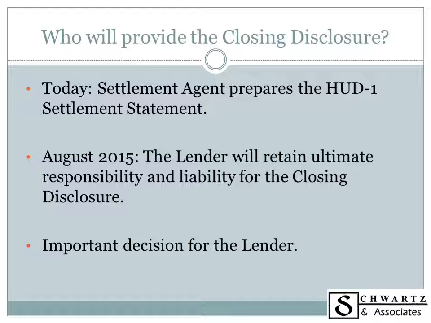Because the lender is ultimately responsible for the contents of the closing disclosure, it appears that it is in the lender's best interest to complete and deliver the closing disclosure. Based on industry discussions, it appears that most lenders will prepare and deliver the closing disclosure to the consumer.